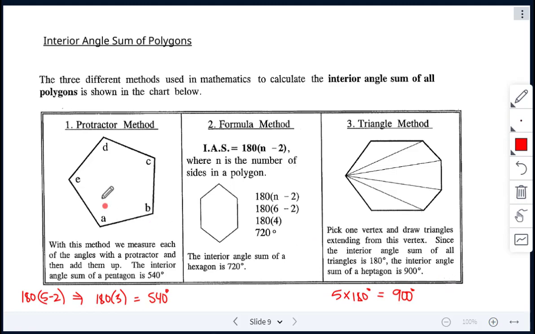We could do that similarly to this one here. We can choose this vertex and draw triangles, one, another one, and another one. So here we end up with 1, 2, 3, 4 triangles. So we could do 4 times 180 degrees, which would still give me 720 degrees. Those are the different methods we can use to figure out the interior angle sum of polygons.